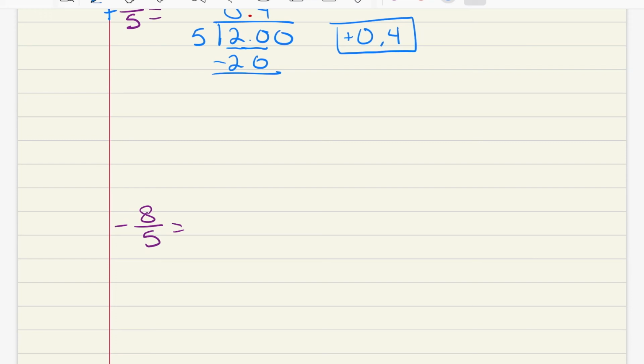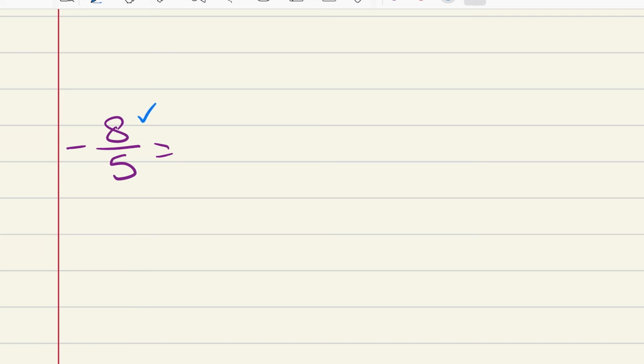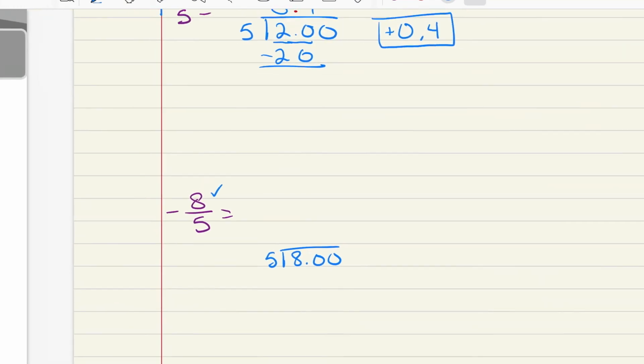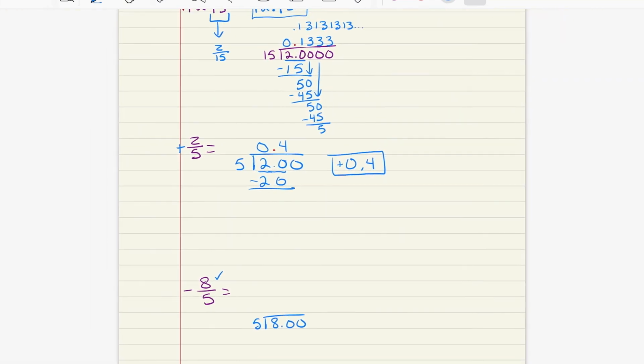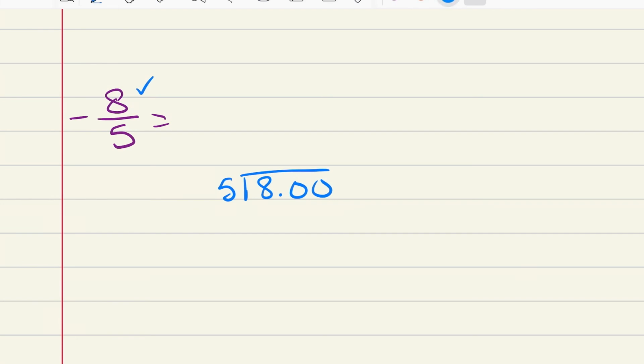Now I wanted to do this one because there's something a little different about it. The numerator here is bigger than the denominator. So you're going to do the same steps, except it's going to look a little different in that you're going to have a number. So looking at these 2 examples here, where you have that 0, 0 point, 0 point. Here, your answer will be more than 1.